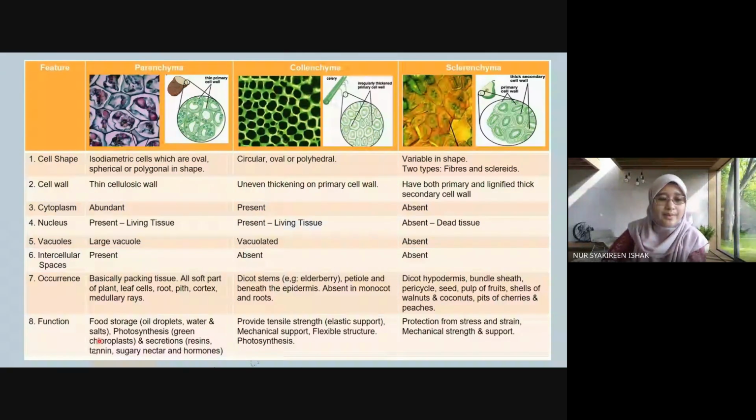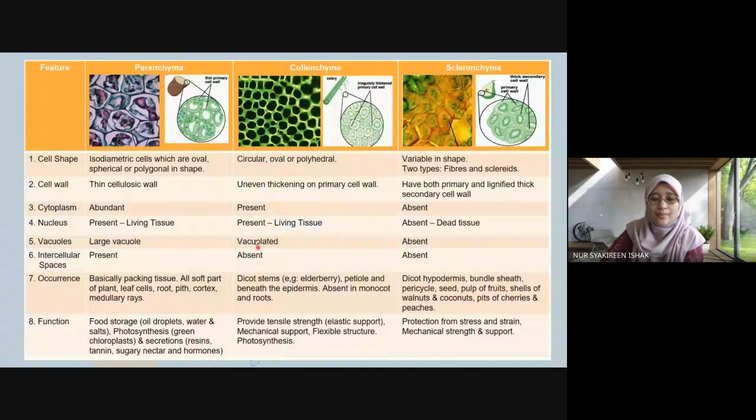So the function of the parenchyma is food storage, the parts that we can eat. It has oil droplets, water and salts, photosynthesis, green chloroplast, secretions, resin, tannin, sugary nectar, and hormones, because they have cytoplasm and they have a nucleus, they can produce their own food. So they function as food storage.